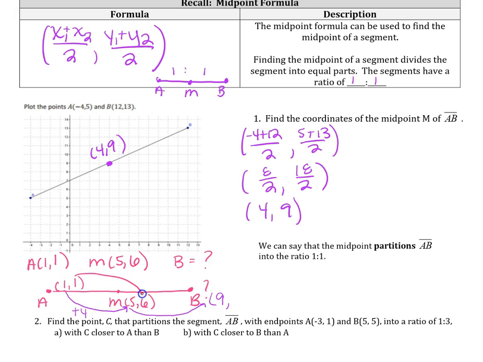From 1 to 6, it looks like we're going up by 5. So I'm going to do the same thing. I'm just going to add another 5. So 6 plus 5 is 11. So by using this idea that my x's and y's would have to change by the same amounts, because M is the midpoint, that allows me to find the other missing endpoint.